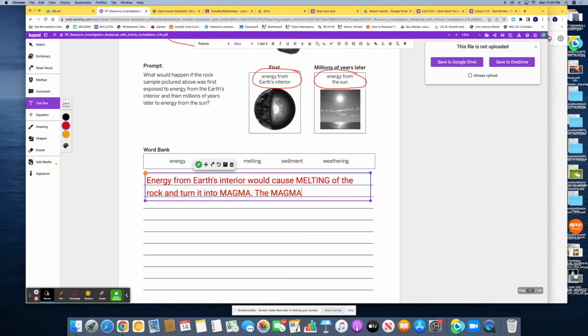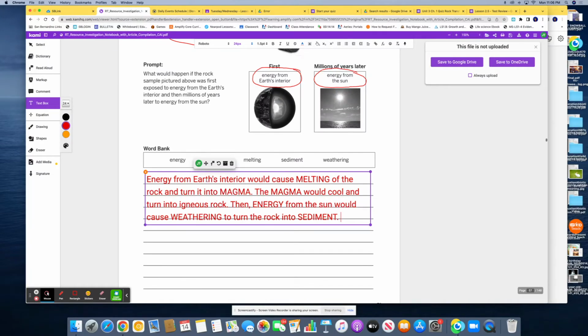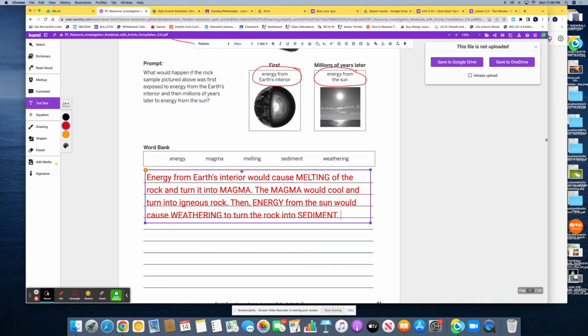The magma would cool and turn into igneous rock. Then energy from the sun would cause weathering to turn the rock into sediment. All right, there we go. So let me read it one more time.